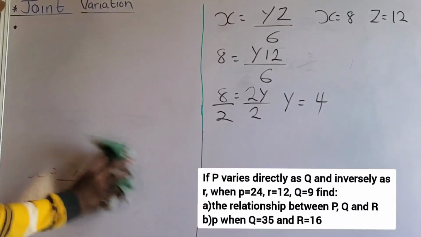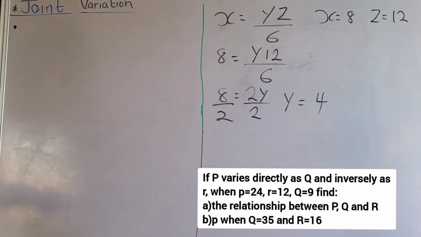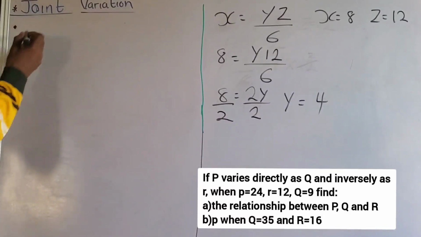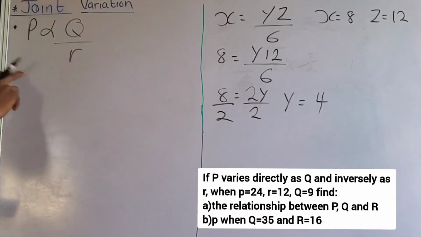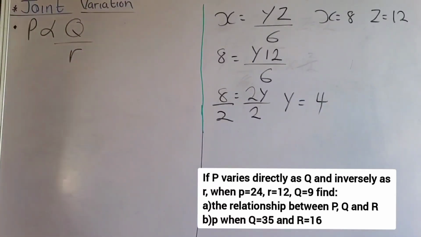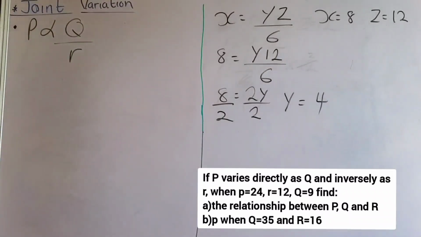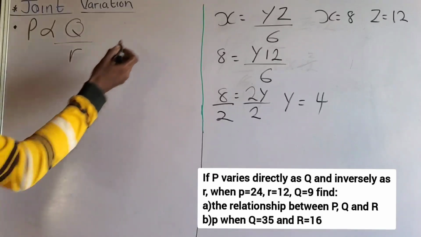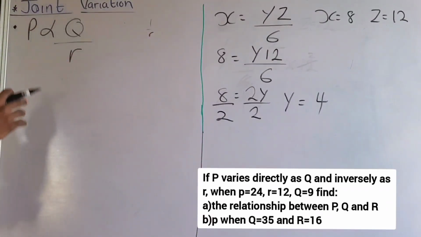It's just that we have an inverse. You understand what I'm saying? We have an inverse. So, now, P varies directly as Q and inversely as R. This is the mathematical expression for that statement. Inversely simply means the reciprocal of that letter. For example, the inverse of R is what? 1 over R. Are you getting it? So now we have P varies directly as Q and inversely as R.